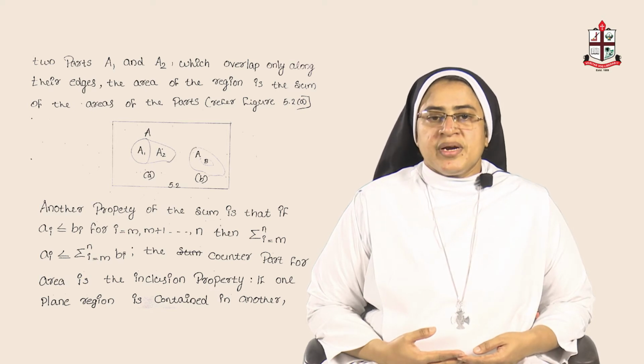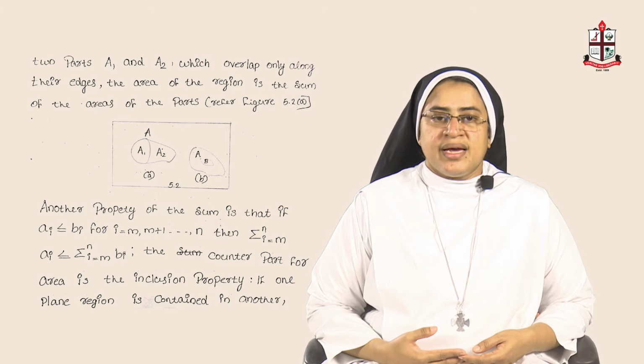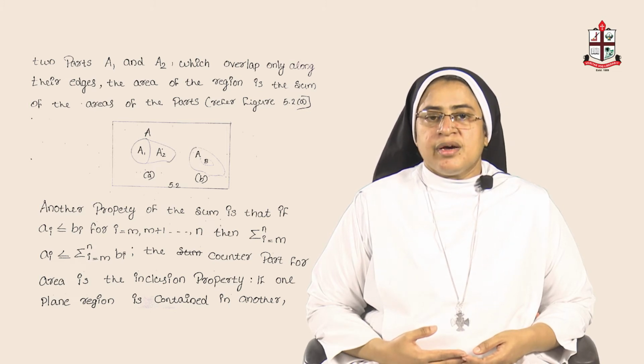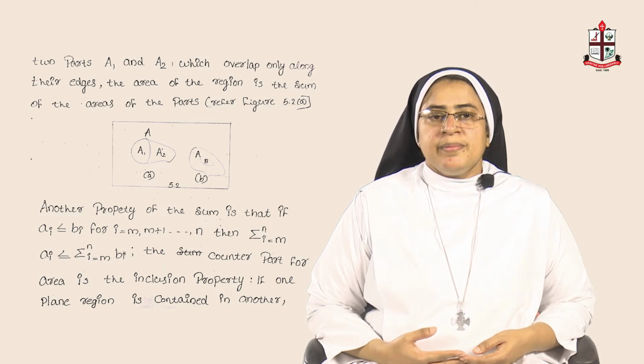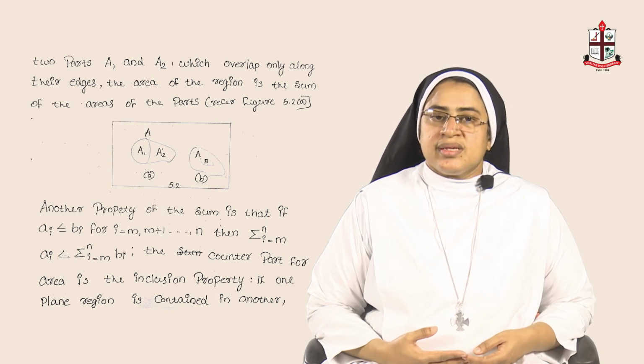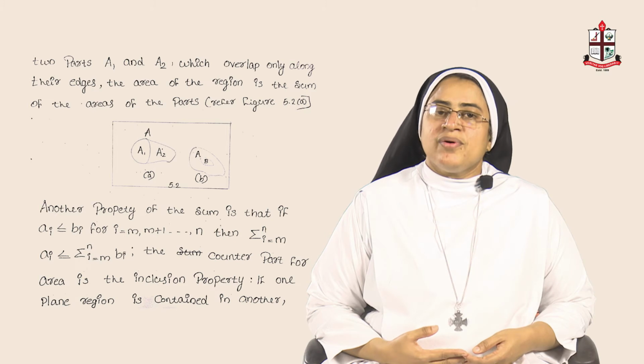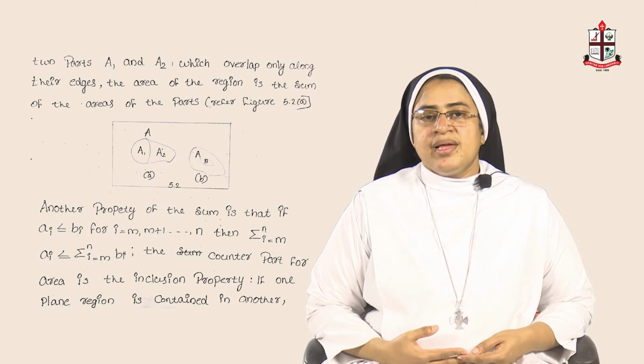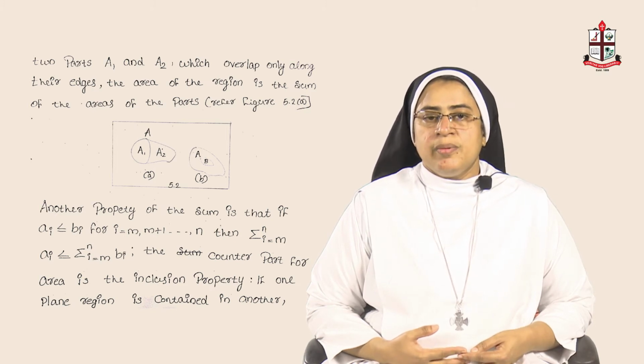Another property of the sum is that if a_i is less than or equal to b_i for i equal to m plus 1 up to n, then sigma i equals m to n of a_i is less than or equal to sigma i equals m to n of b_i. Because a_i is always less than or equal to b_i, the summation of all the a_i will be less than or equal to the summation of all b_i.